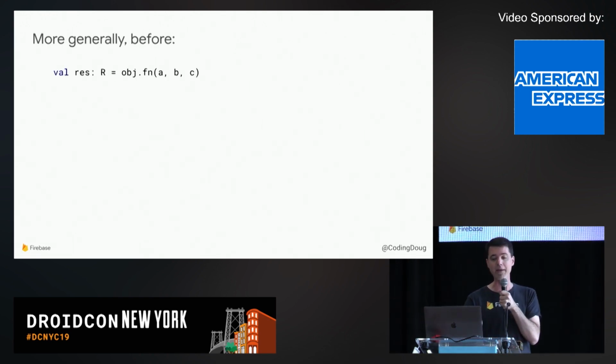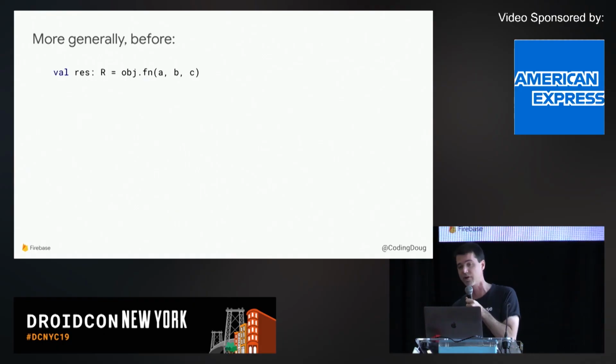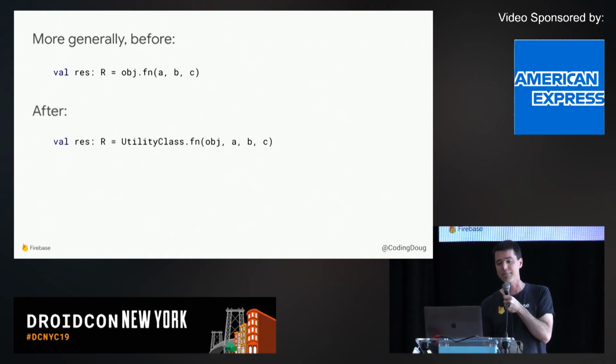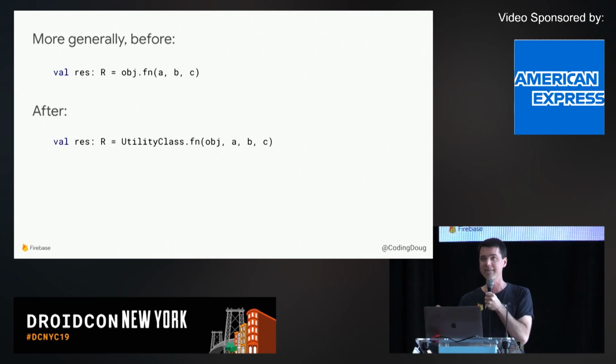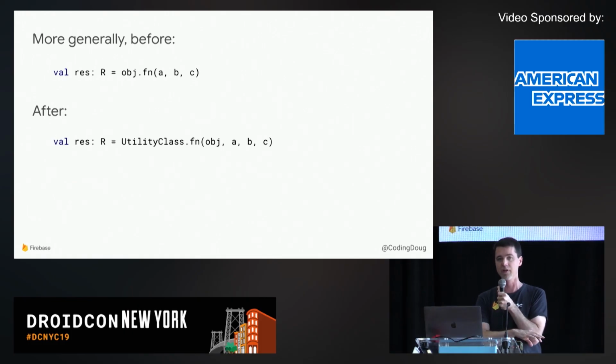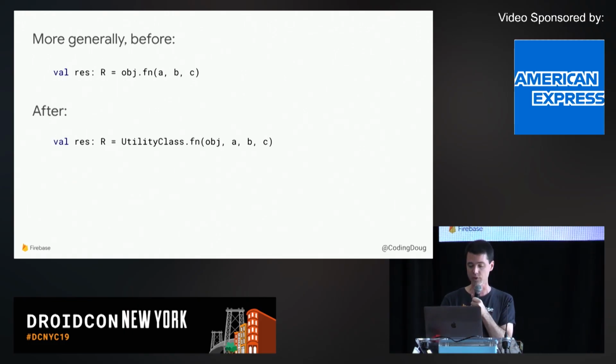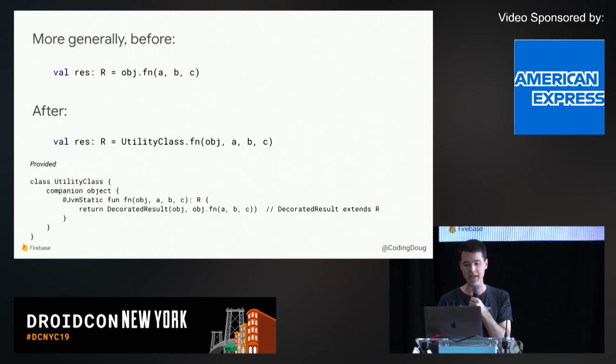This pattern is more generally described like this. So if you have a method on an object that takes some parameters and returns a result, what we want to do is rewrite that as a static method on a utility class that takes the object itself and all the parameters as additional parameters and returns the same result. We're kind of decorating through a static method call. And that utility class looks, generally speaking, like this.